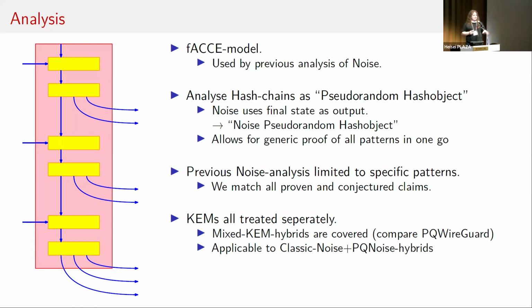I think Trevor already hinted that maybe in a future version this will be changed, because I've also heard from implementers they dislike these case distinctions. So with that, we could then analyze all arbitrary patterns, and we match all the previously proven security statements in the FACCE model, and we match the conjectured ones. As I said, the previous analysis didn't cover all possible patterns, so there are some unproven but very, very reasonable conjectures in there. I'd also like to note we treated all the key encapsulation mechanisms separately. So you don't have to use, say, Kyber in every single place. You can, for example, use Kyber as the ephemeral KEM.